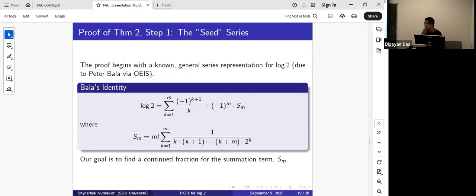And so how do we do it? Again, as I said, we have a series representation of logarithm 2, and let's say our Sm is equal to this identity. We take this identity and try to find the continuous fraction representation of our Sm. So we are trying to convert it. If we can convert it, then life will be easy. So we find the logarithmic continuous fraction for log 2. So then what do we do?